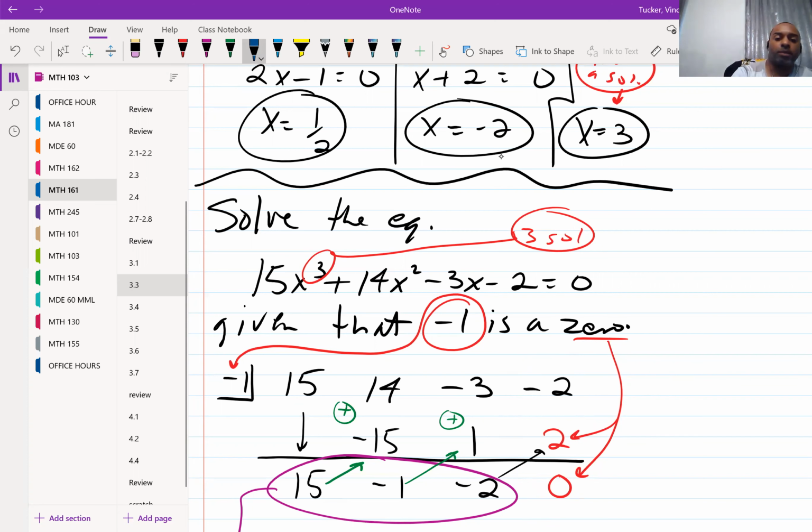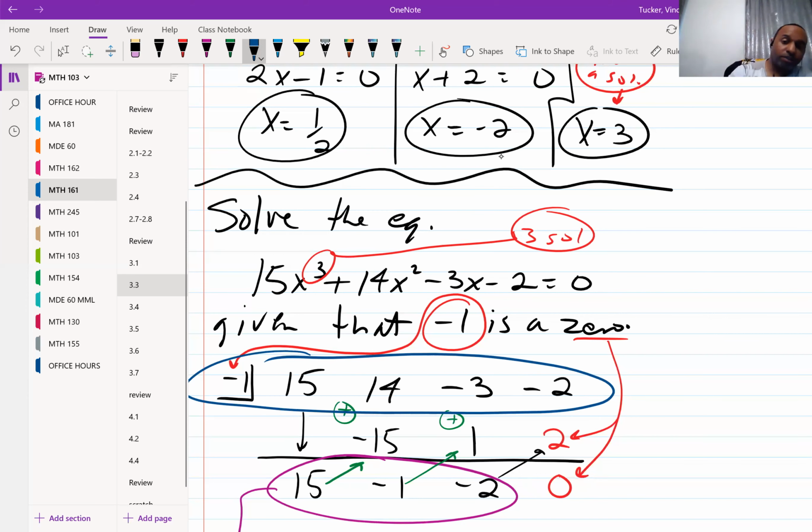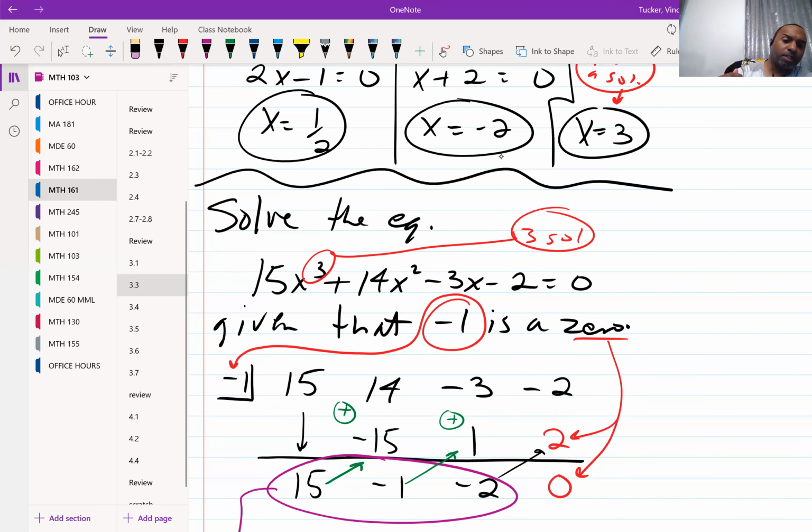So first step is we bring 15 down. Well, let me say this, don't forget to set it up properly. -1 goes in the box, and 15, 14, -3 and -2 come from your function. Bring down 15. -1 times 15 is -15. Add the 14 and -15 together gives you -1. The -1 times -1 is +1. -3 plus 1 is -2. Then -1 times -2 is +2. Add those together and that confirms our 0. And that means we can go to the next step.